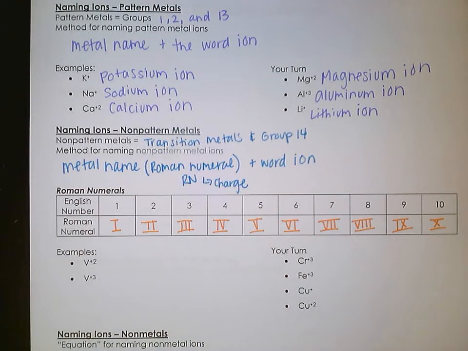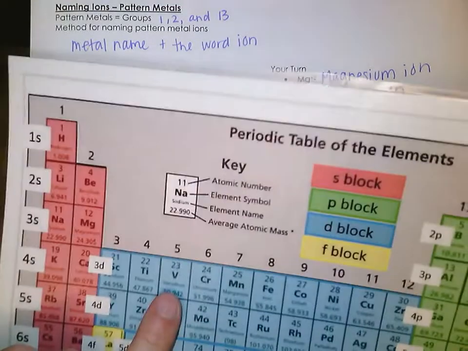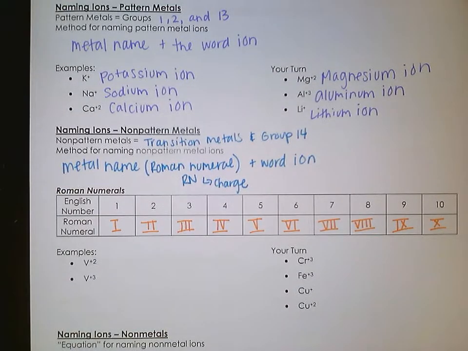For this section, you're not calculating them. I'm giving them to you. But later on, we're going to work on how to calculate those. So, V is vanadium. So, right here. So, just like I did before, I'm going to go ahead and write the name.